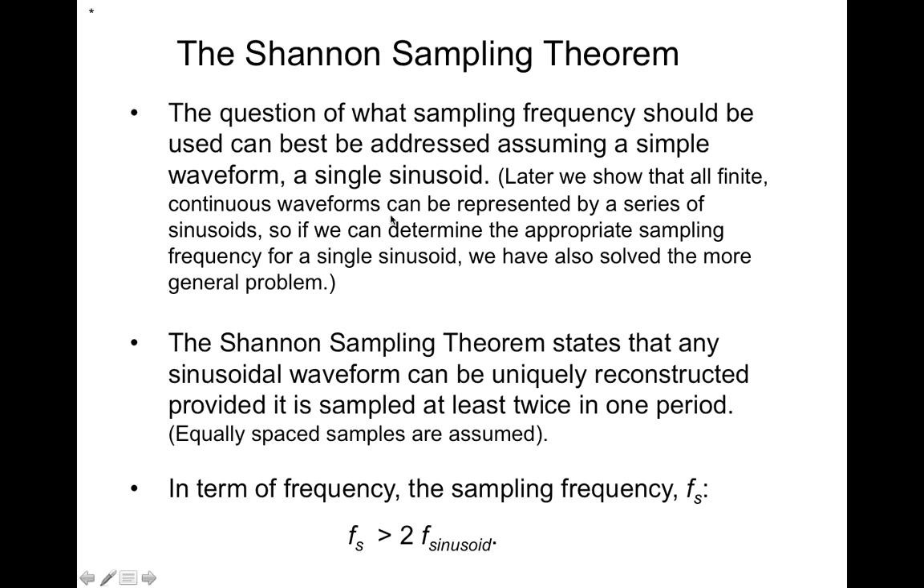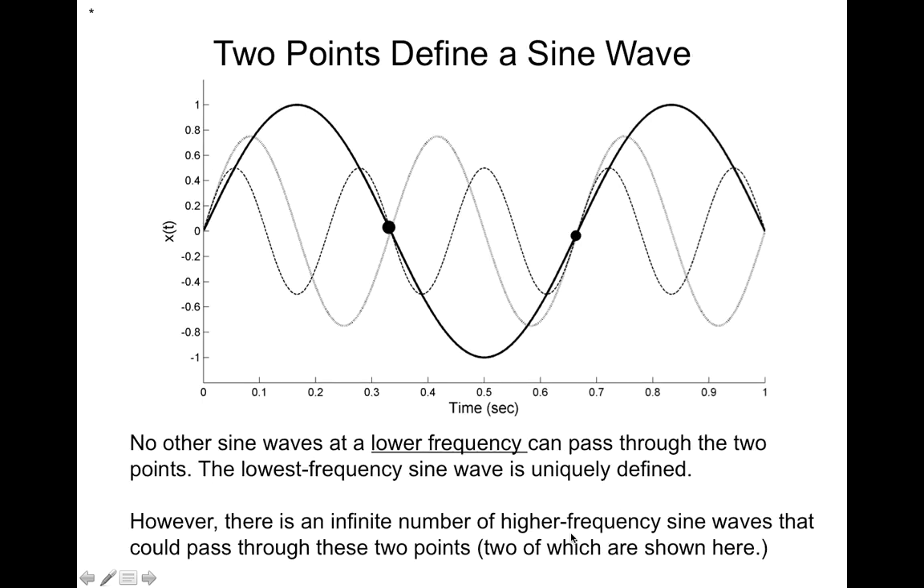There's a famous theorem called the Shannon sampling theorem. It basically says what sampling frequency we should use when we assume that we have a simple waveform, a single sinusoid. What sampling frequency should we use to represent that? Shannon states that any sinusoidal waveform can be uniquely reconstructed if it's sampled at least twice in one period. So if we know our range of frequencies, then the sampling frequency needs to be at least 2 times the greatest frequency in the signal.